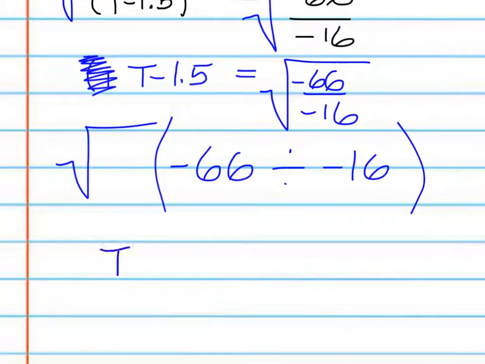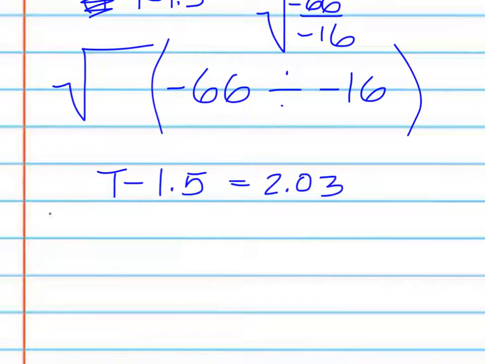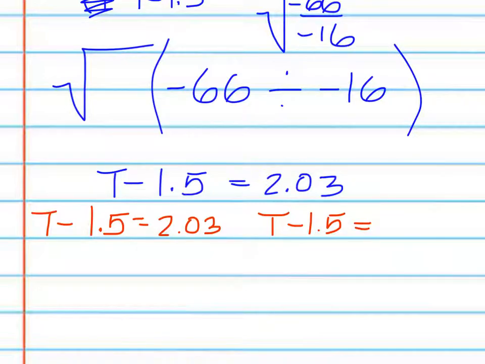Alright, so it's going to be t minus 1.5 equals 2.03. You have 2 equations to solve from that point. One is t minus 1.5 equals 2.03, and the other is t minus 1.5 equals negative 2.03. Don't forget this is a plus or minus 2.03. It came from a square root.